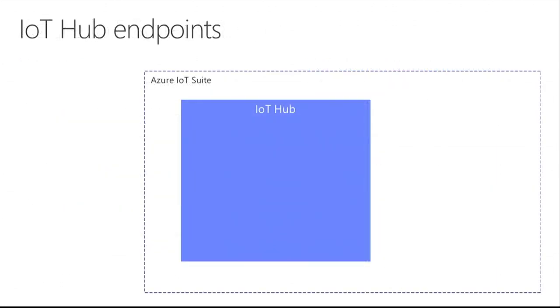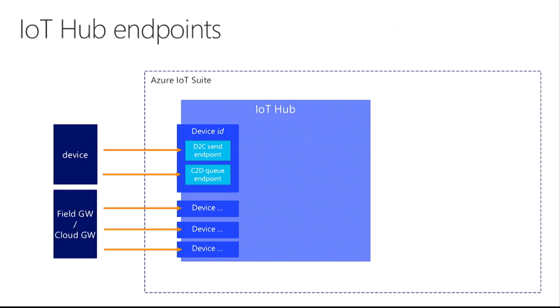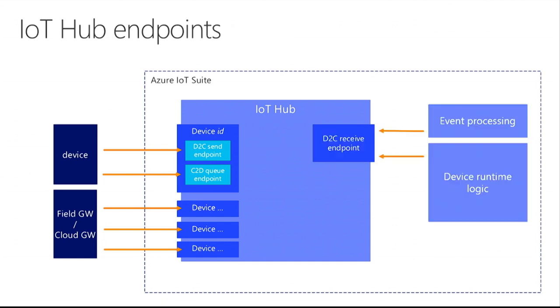Let's talk about the endpoints that IoT Hub exposes. On the device side, each device has a couple of endpoints, one to send and one to receive messages. Of course, gateways, which can represent multiple devices, can operate over multiple of these endpoints, again on a single multiplex connection.